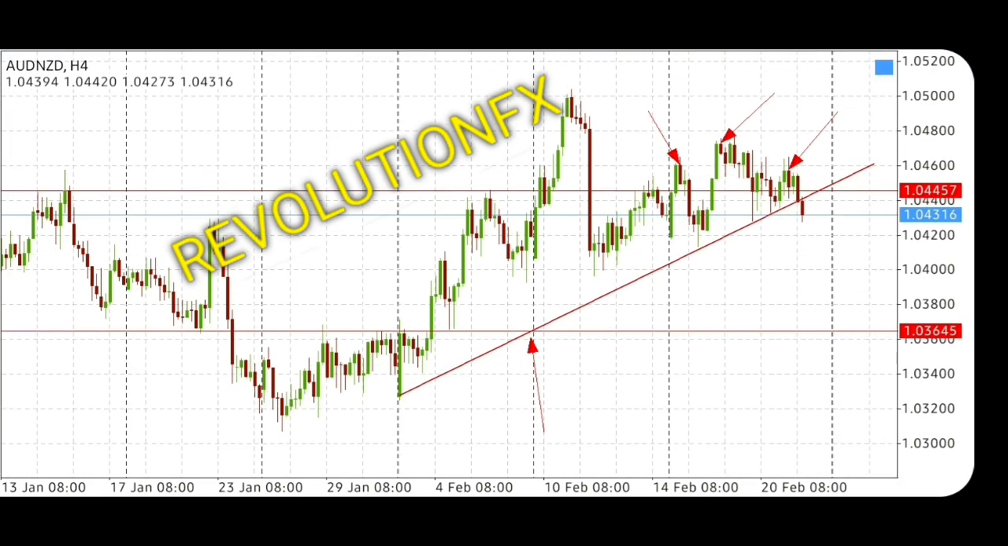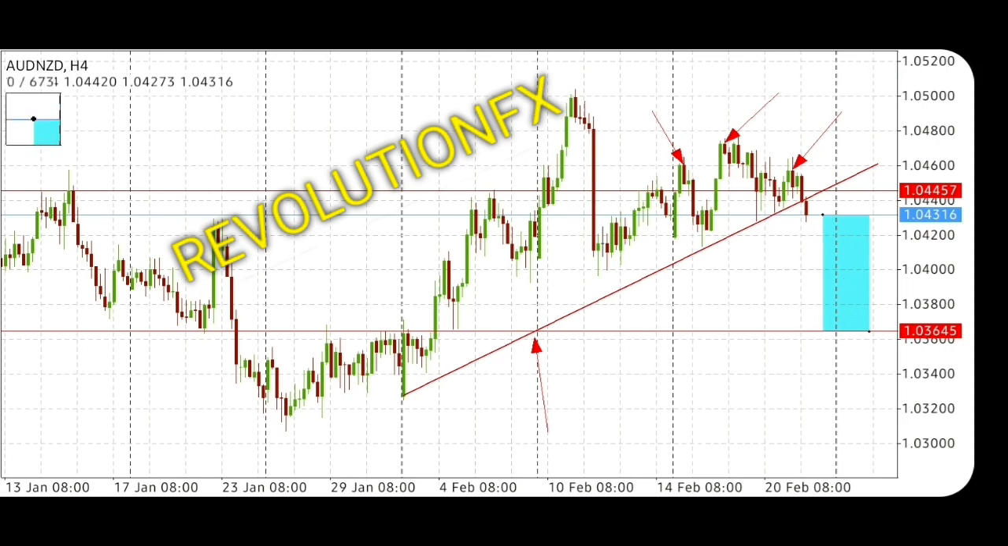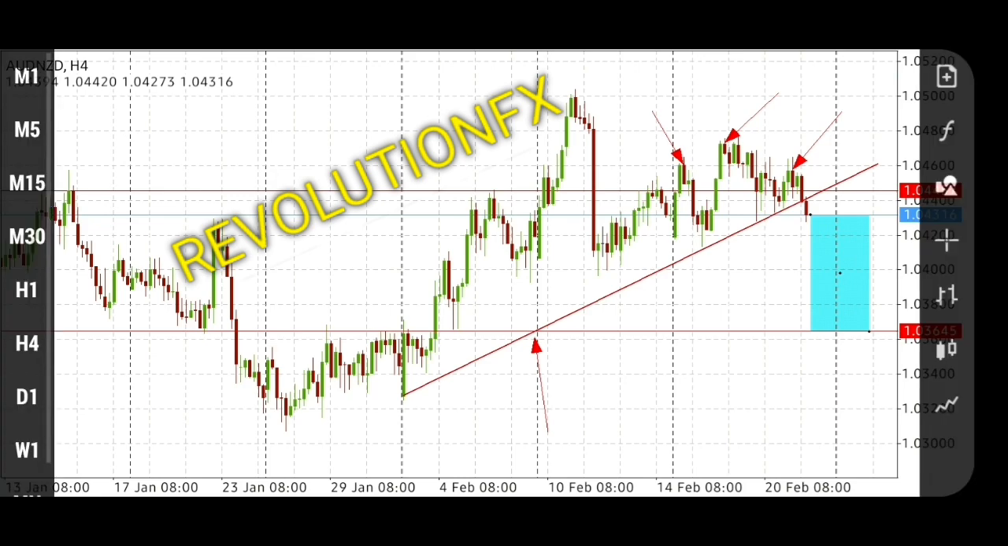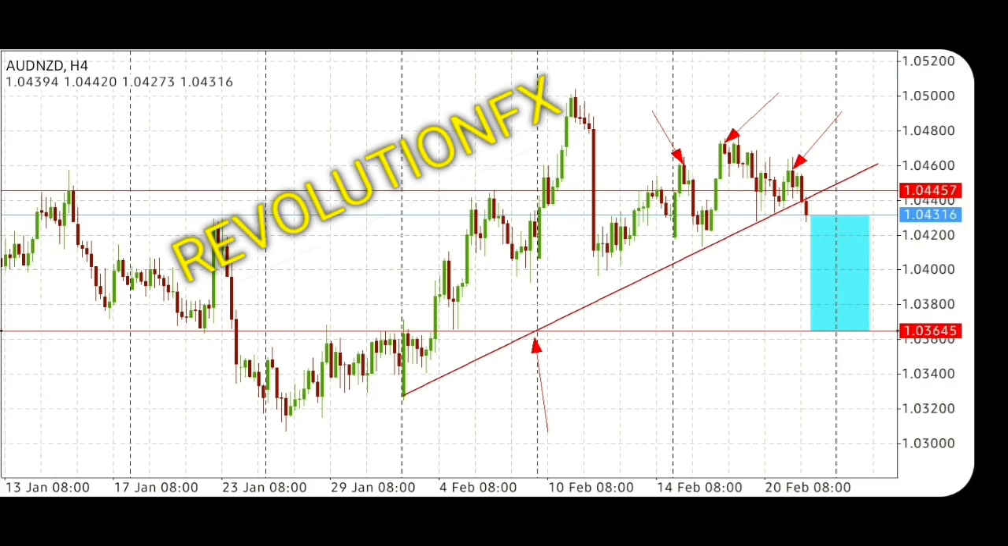Put our triangle, rectangle there, up to here. And starting from here, if it respects this analysis, we're looking at this market moving plus or minus 70 pips more.